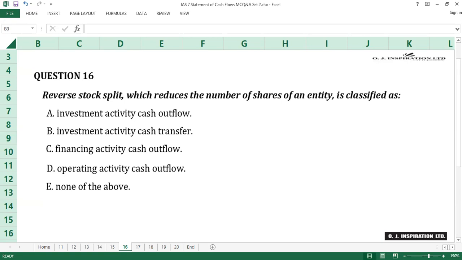Question number 16. The answer to question number 16 is E, none of the above. Reverse stock split or stock consolidation, which reduces the number of shares only, does not have cash flow implication. If it had involved partial or proportional return of consideration for the stock, it should have amounted to a cash outflow as a financing activity. That is, however, not the case. E is the answer to question number 16.